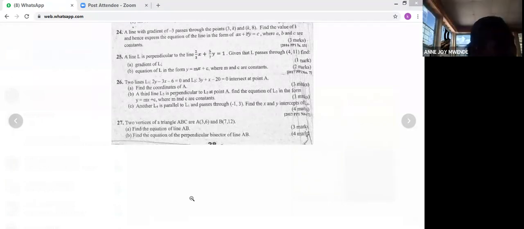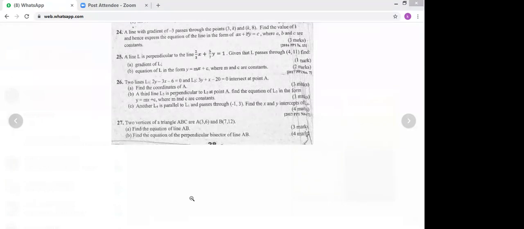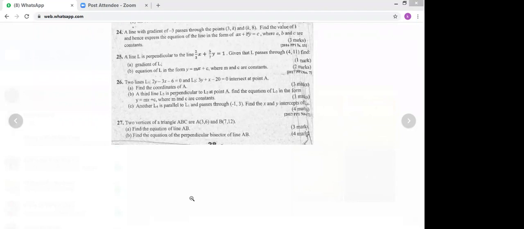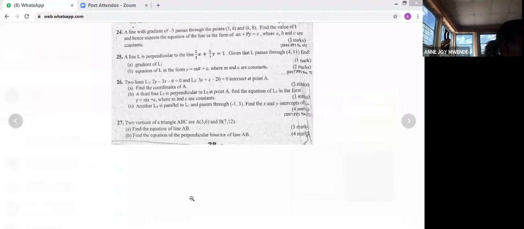The coordinates of R are 1, 0. Yeah, good. Part B of the question, another student. A second line, L2, is perpendicular to L1 at R. Find the equation of L2 in the form y is equal to mx plus c, where m and c are constants.